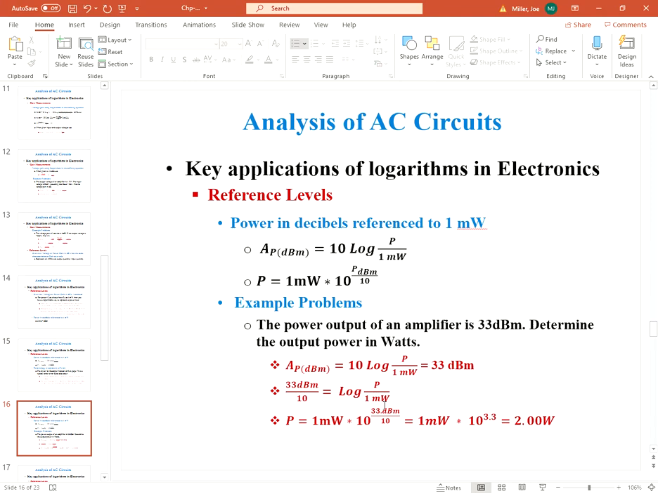Then multiply both sides by 1 milliwatt and you're left with P equals 1 milliwatt times 10 with the exponent of 33 dBm divided by 10. Drop the dBm. Since we're dealing with ratios, divide 33 by 10. So we're left with power equals 1 milliwatt times 10 to the 3.3, which is 2 watts.